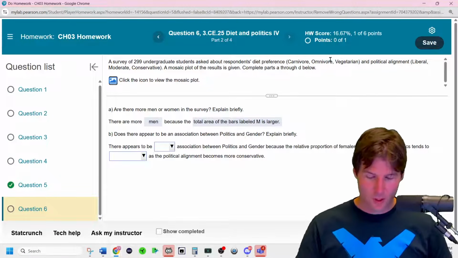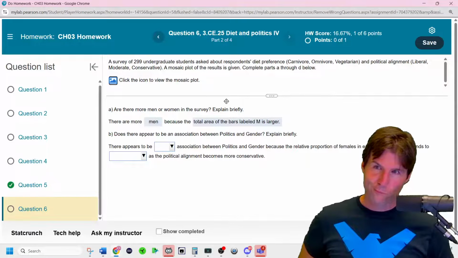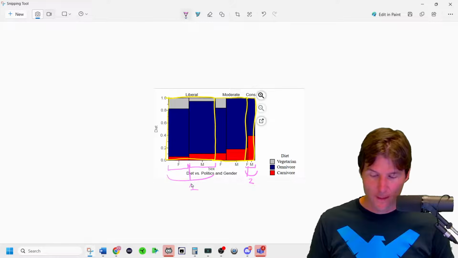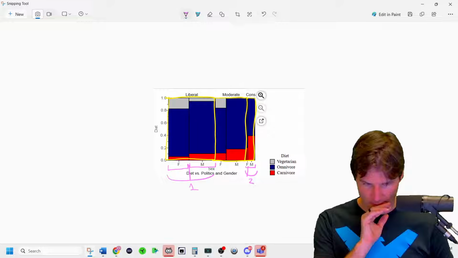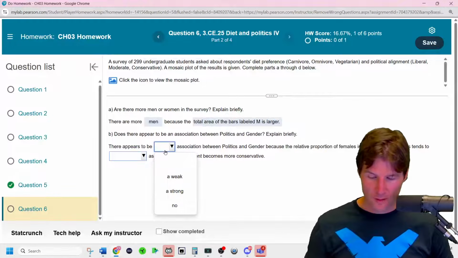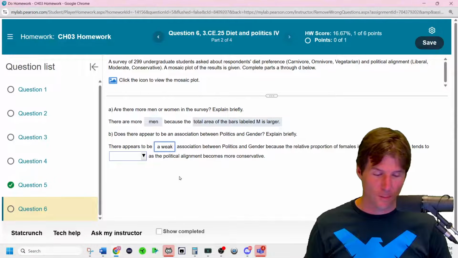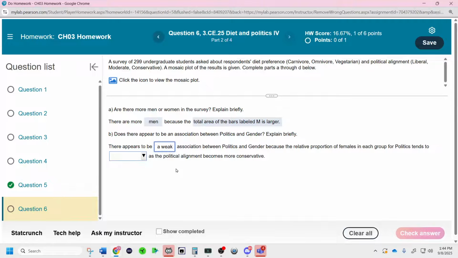Does there appear to be an association between politics and gender? Yeah, because as you go across, this is the purple one right here. There's more female here and more male on the other side. There appears to be, this is where it's mean. I think it's weak. I don't think it's strong. Females in each group get smaller as you go towards conservative.